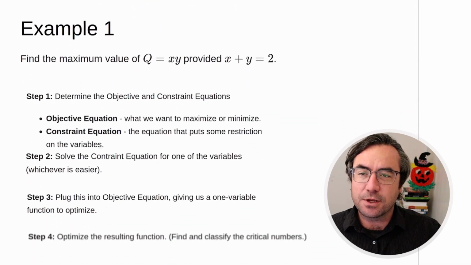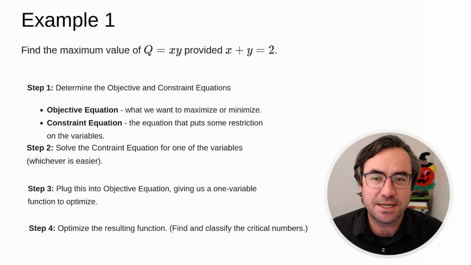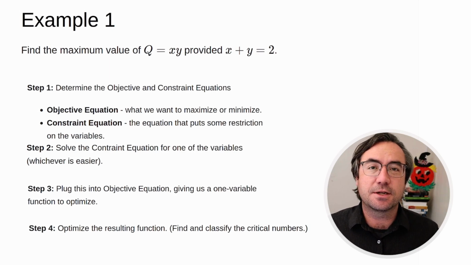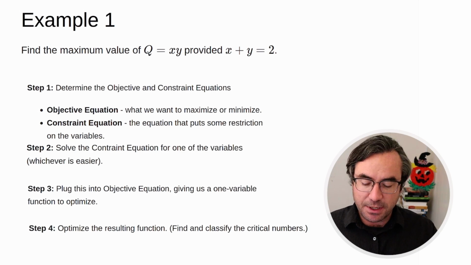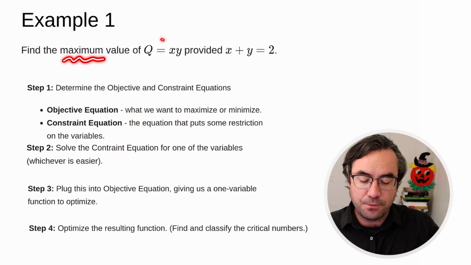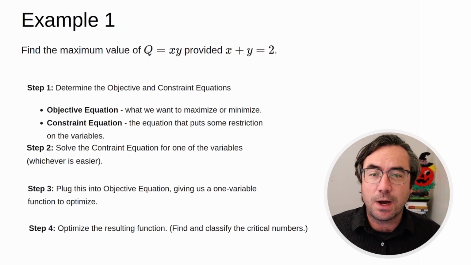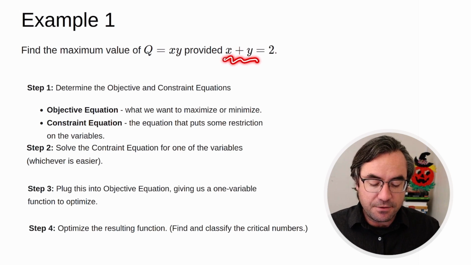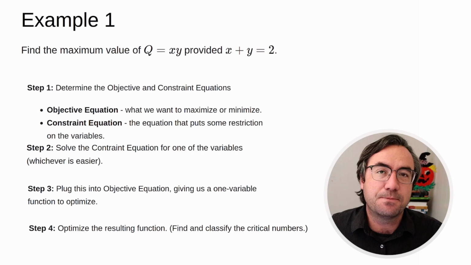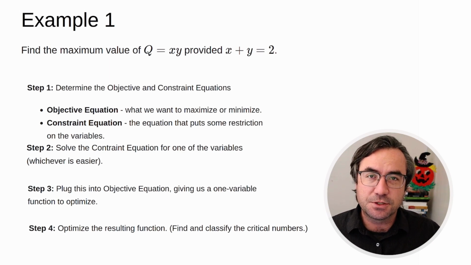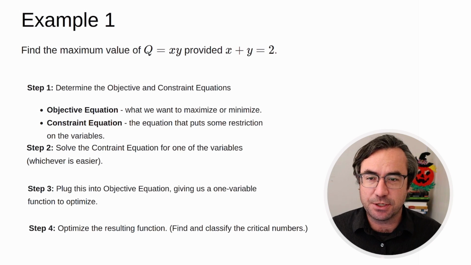And for our example today, we're going to look at example 1. This is what's called a constrained optimization problem because we want to find the max value of this two-variable function, q equal to xy, and we have this other equation that says x plus y must be equal to 2. So this is what's called constrained optimization.